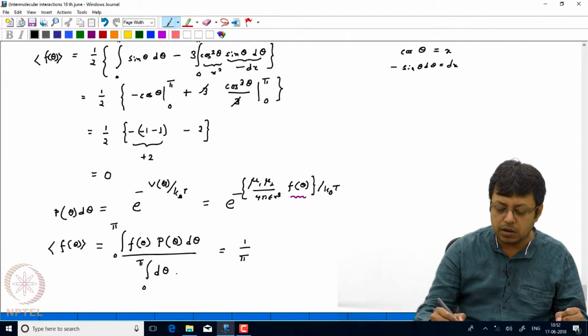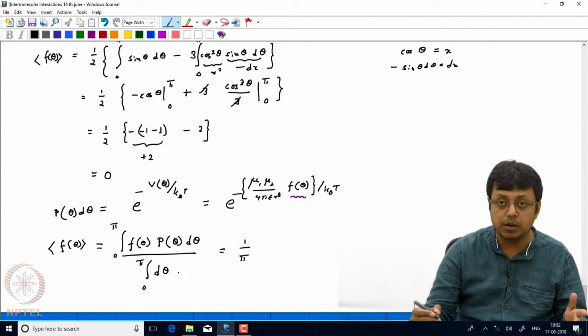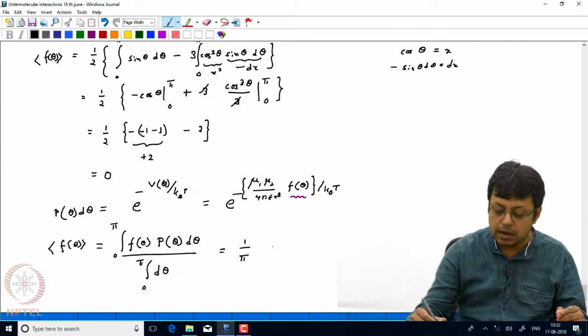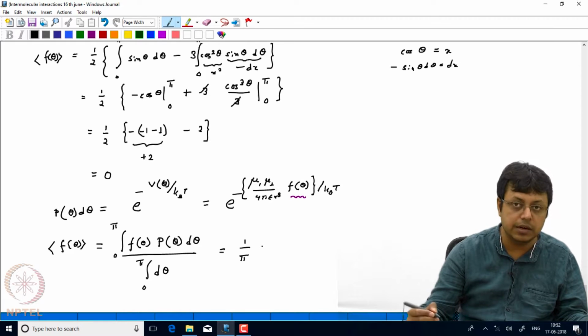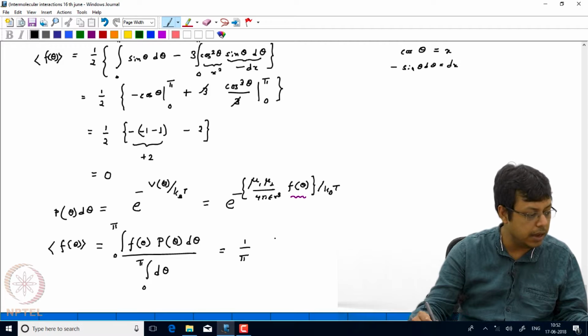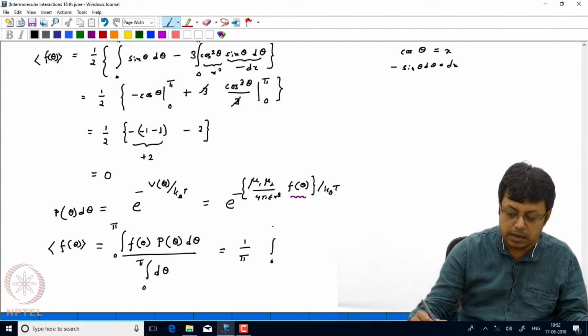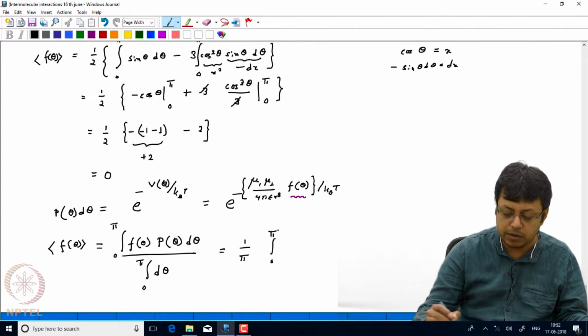All right. So, now the theta integration gives you 1 over pi in the denominator, and then let us attempt the integration in the numerator. So, what I will have is 0 to pi, and look at it carefully, what I am doing.